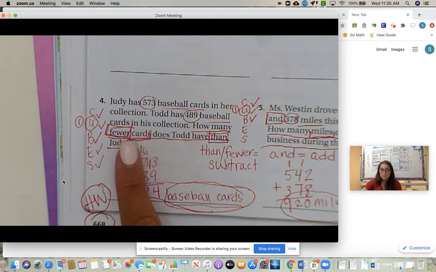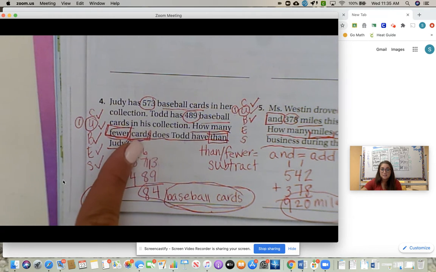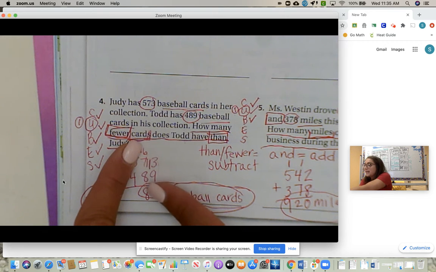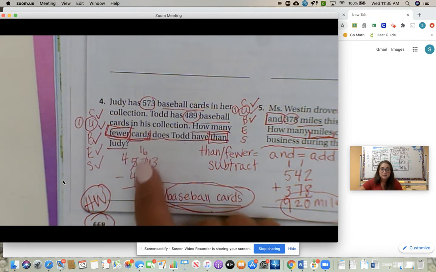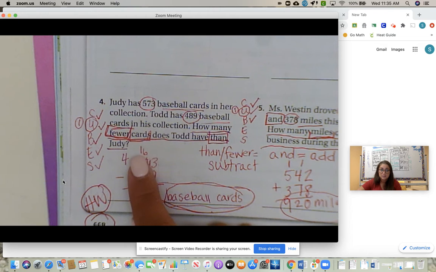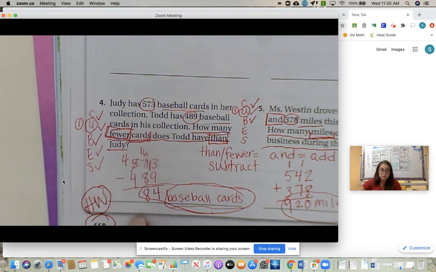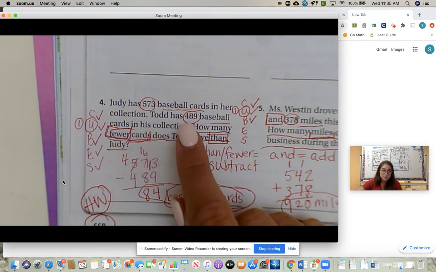Then they moved to the tens place. It was only a 6. Well, 6 is smaller than 8, so they needed to borrow again. They went to the hundreds place. They turned the 5 into a 4 and gave that to the tens place. So our 6 turned into a 16. 16 subtract 8 is 8. 4 subtract 4 is 0. So there are 84 more, or Judy has 84 more baseball cards than Todd.